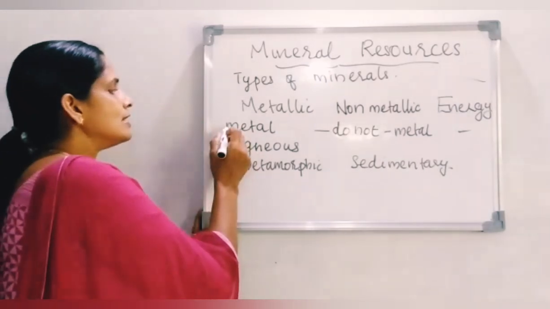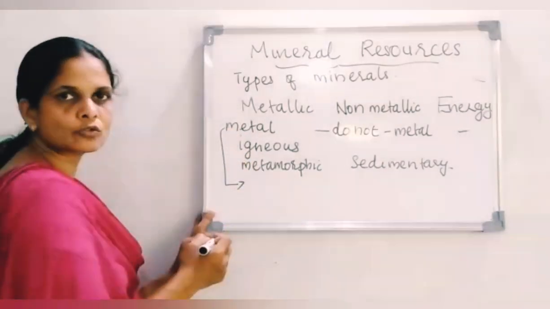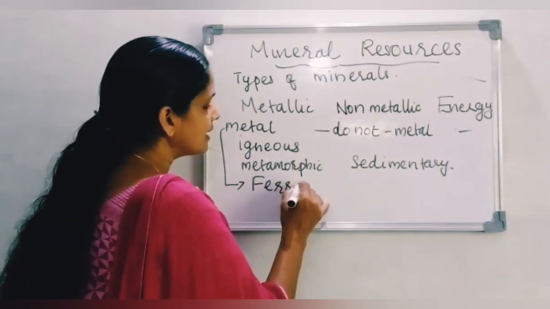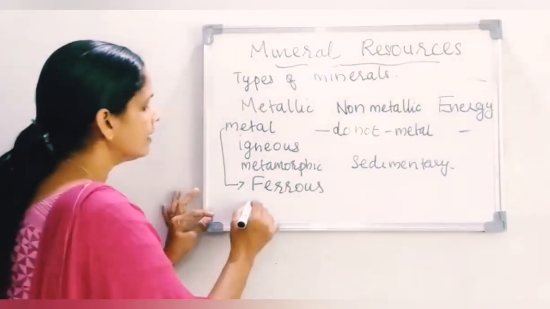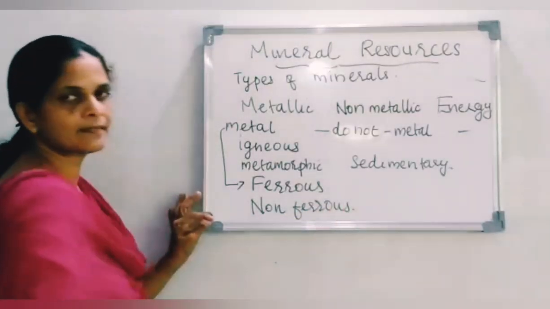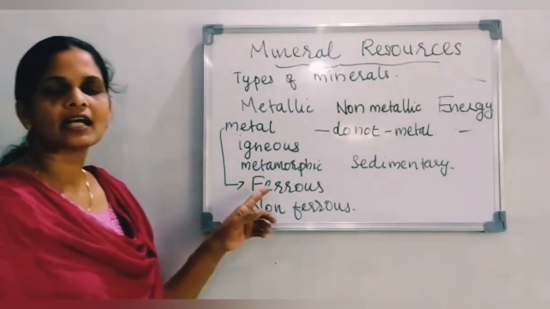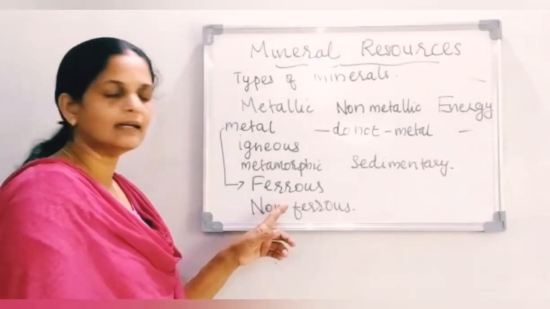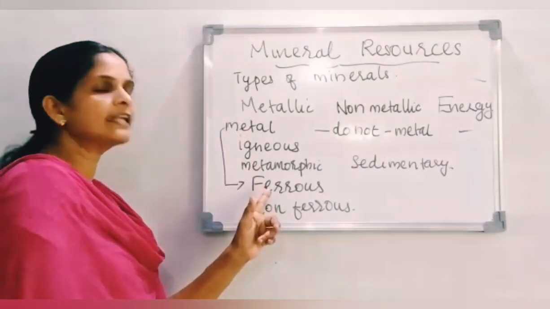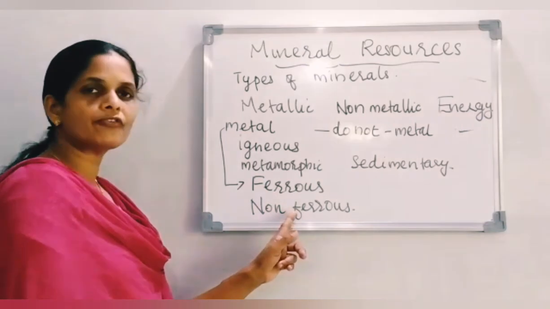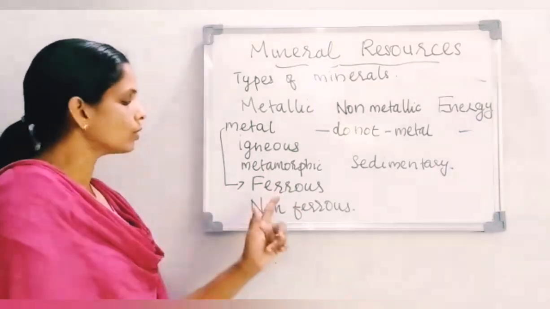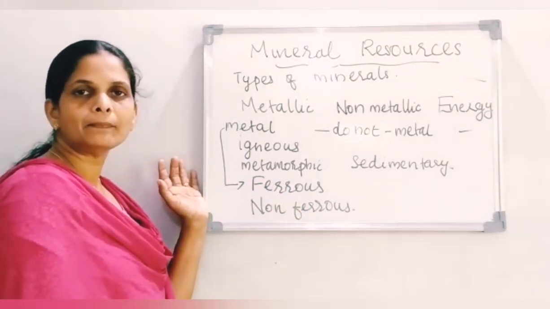Metallic minerals are again divided into two. I think you already learned that in science subjects also. They are ferrous minerals and non-ferrous minerals. Ferrous minerals are the minerals which contain iron, ferrum, iron. Non-ferrous minerals do not contain iron. Metallic minerals are again divided into two: ferrous minerals and non-ferrous minerals. Ferrous minerals contain iron, that means iron ore. Non-ferrous minerals do not contain iron.